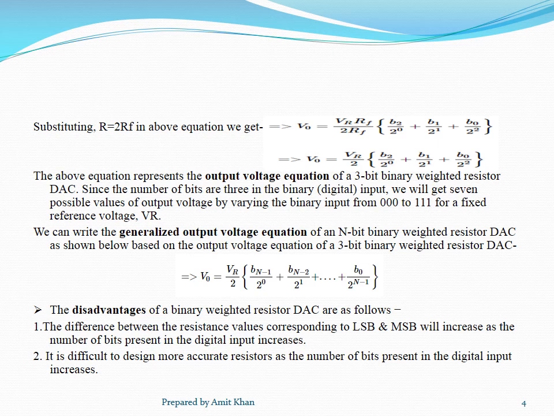The disadvantages of the binary weighted register DAC are that the difference between the resistance values corresponding to LSB and MSB will increase as the number of bits present in the digital input increases. It is difficult to design more accurate resistors as the number of bits present in the digital input increases.